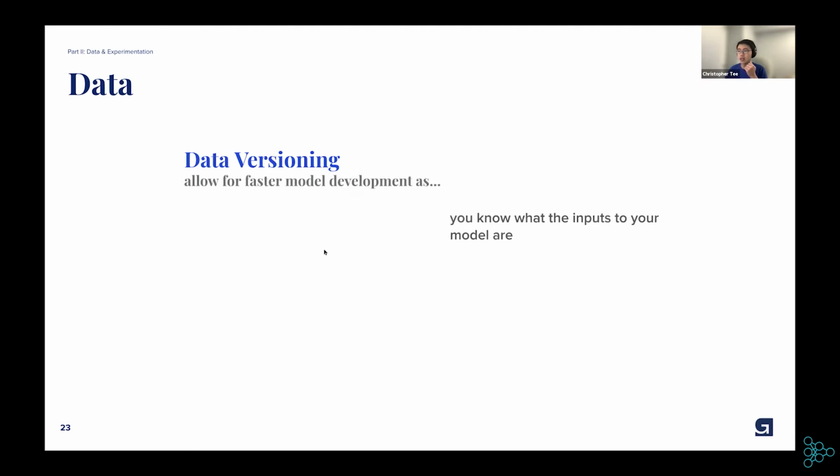And data versioning allows for faster model development, as it allows you to know what the inputs to your model are. As a data scientist runs more and more experiments, it becomes harder to keep track of which inputs, which data sets are used to train which models. And without having this knowledge of what goes to what, it becomes hard, if not impossible, to figure out why a particular model is performing poorly. Is it because of the code? Is there some bug in the code, or is it something to do with the data set that we've received in that training process?